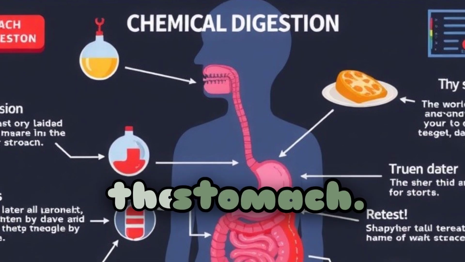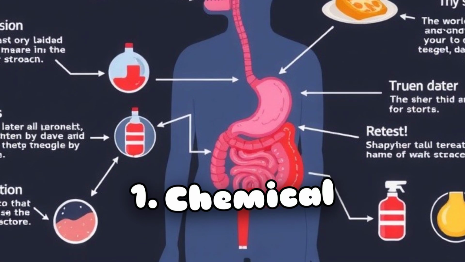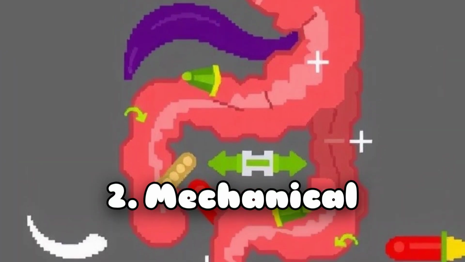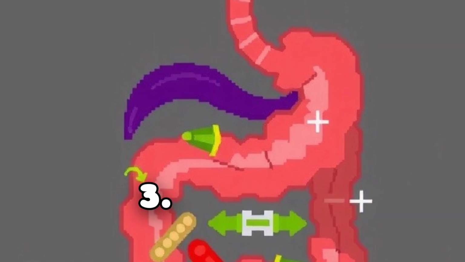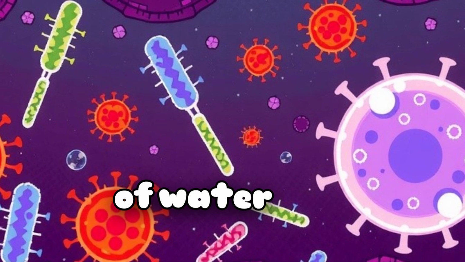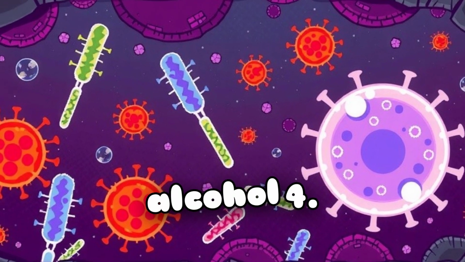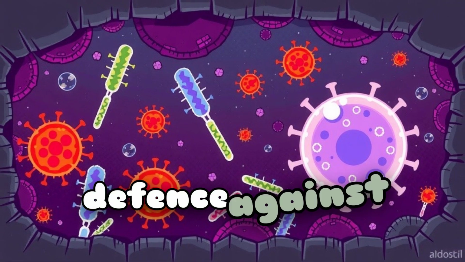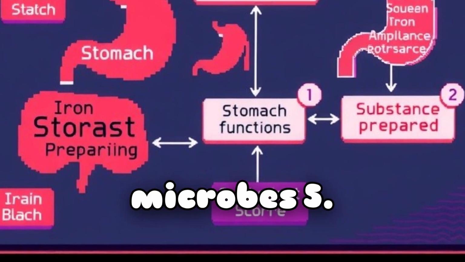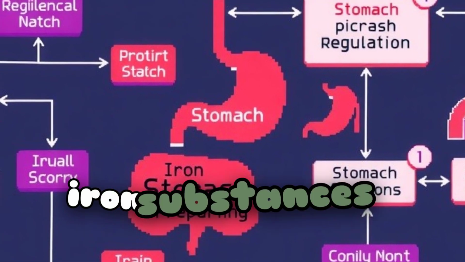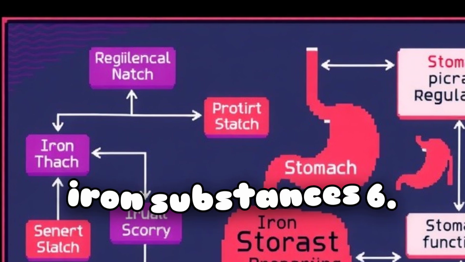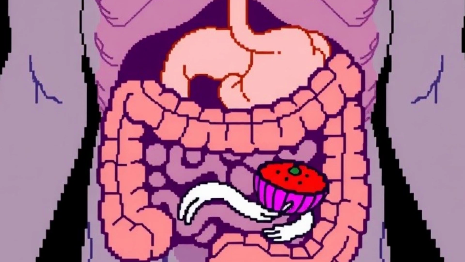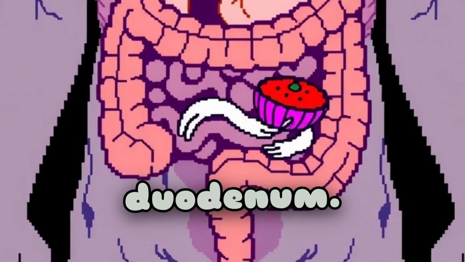The functions of the stomach. 1. Chemical digestion. 2. Mechanical breakdown of food. 3. Limited absorption of water and alcohol. 4. Nonspecific defense against microbes. 5. Preparation of iron substances. 6. Regulation of the passage of gastric content into the duodenum.